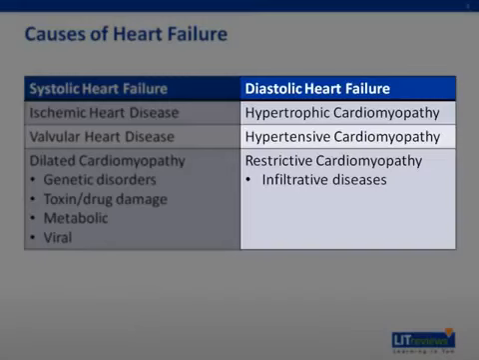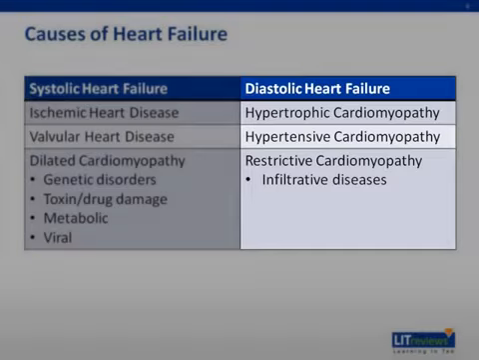Diastolic heart failure, on the other hand, is caused by conditions that make the heart hard and stiff. Hypertrophic cardiomyopathy can be seen with certain gene mutations, often in sarcomere proteins. Hypertensive cardiomyopathy occurs when long-standing hypertension leads to left ventricular hypertrophy, which over time can lead to impaired diastolic filling and diastolic heart failure. Restrictive cardiomyopathy, caused by infiltrative diseases such as amyloidosis and hemochromatosis, can also cause diastolic heart failure.